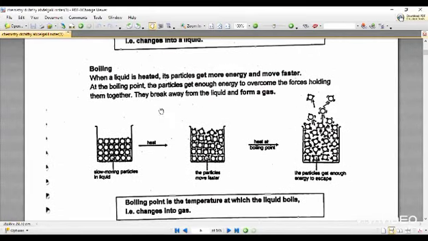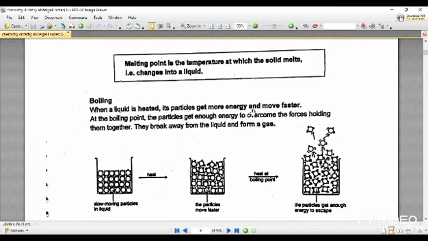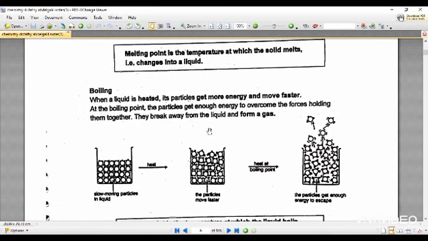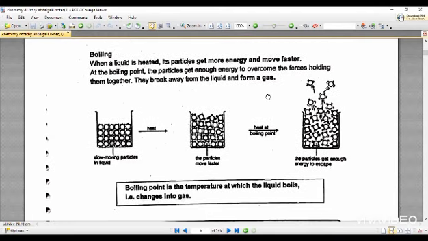And for the boiling, it's the same idea. When the liquid is heated, yes, the particles gain more energy and move faster. We cannot say vibrate faster because the particles are already moving and sliding past each other. At the boiling point, the particles get enough energy. Yes, they can overcome the forces of the liquid state holding them together and they can break from their liquid form and form a gas.